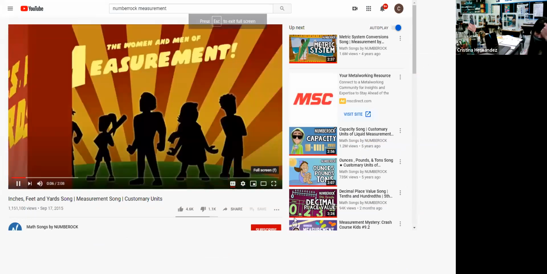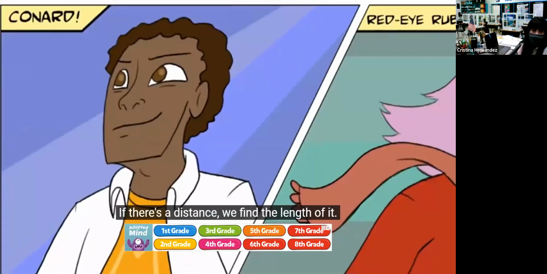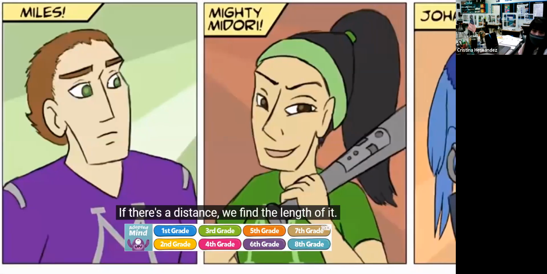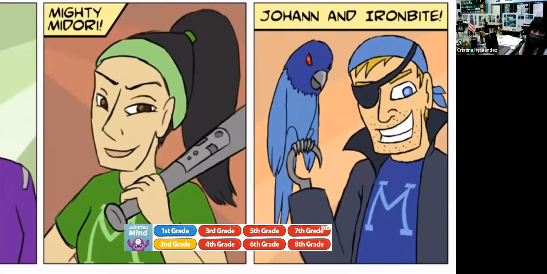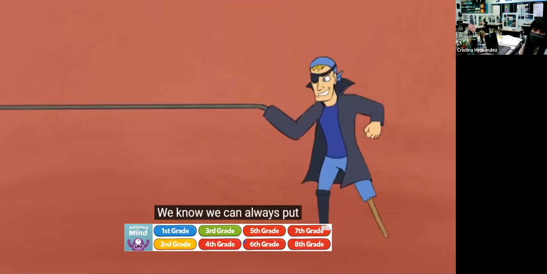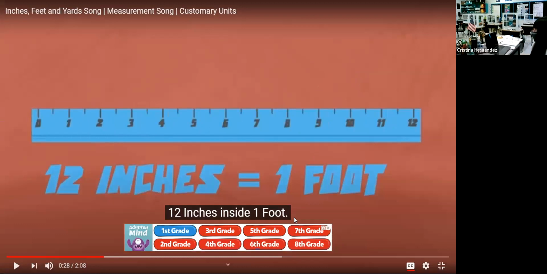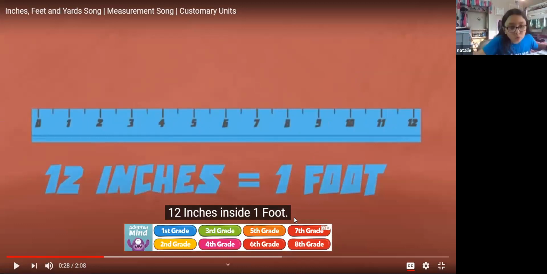We are the women and men of measurement. If there's a distance, we find the length of it. We know we can always put 12 inches inside a... How many inches are in a foot? 12.